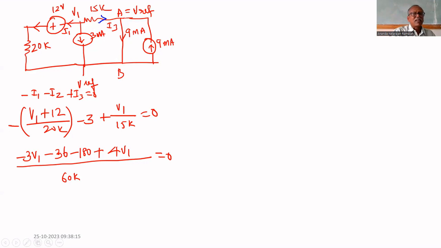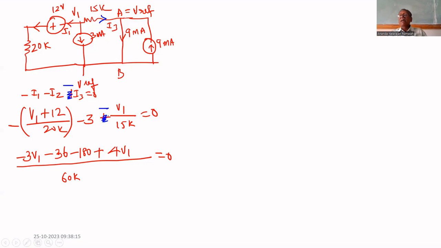V1 is at higher potential. Here, V1 is at higher potential, we assumed. Here also, V1 is assumed as higher potential. You cannot assume the other way. So V1 is at higher potential than V reference. Therefore, the current direction must be that way, and that is also minus. So here also minus. Why minus?